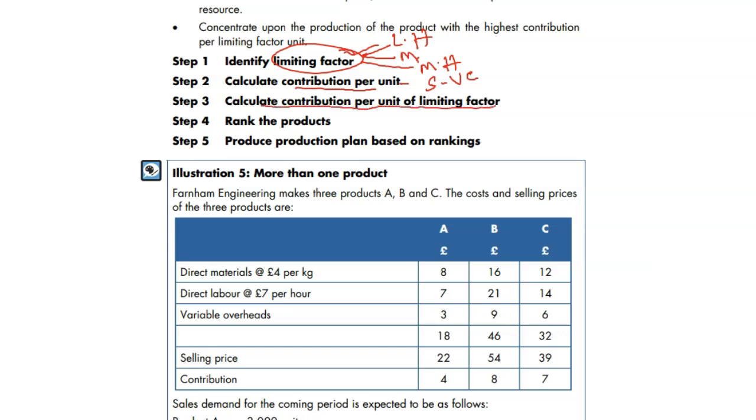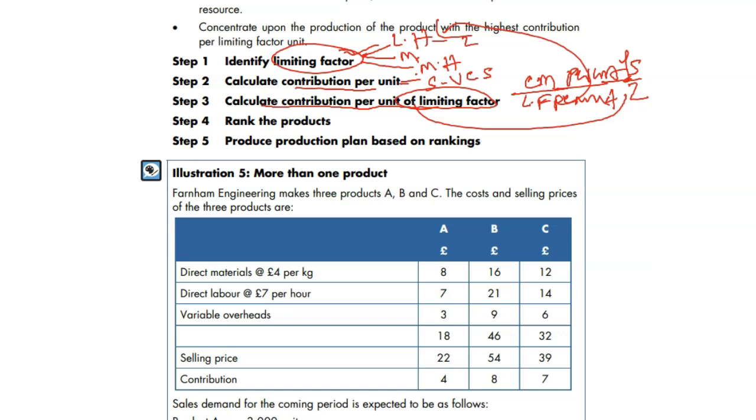Third step is very important. Calculate contribution per unit of limiting factor. This is contribution margin per unit divided by limiting factor per unit. Like if your contribution per unit is let's say 5 pound and limiting factor is labor hour, 2 hours there, so 5 over 2. Whatever you get is known as contribution per unit of limiting factor.